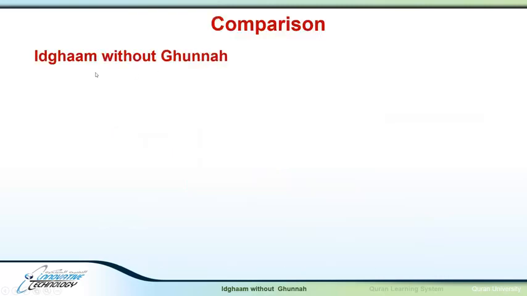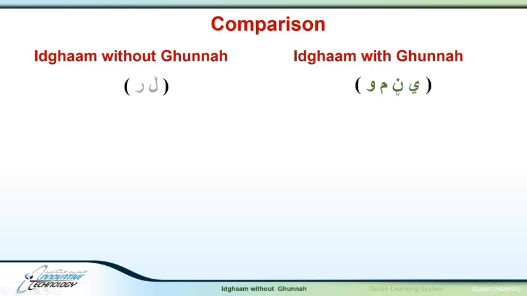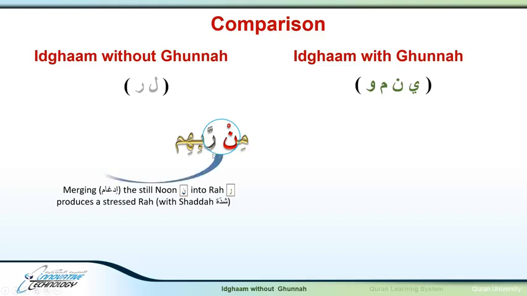So let's compare the two, the idgham without gunna and the idgham with gunna. For the idgham without gunna, there are two letters, the lam and ra, while the idgham with gunna has four letters gathered in the word yanmu, ya, noon, mim, waw, yanmu. Now, an example for idgham without gunna, min rabbihim, nun sakinah followed by a ra, one of those two letters. We merge the two together to become mir rabbihim, ra with shadda. We merge the still noon into the ra, producing a stressed ra, mir rabbihim.